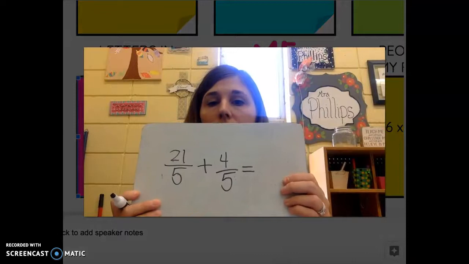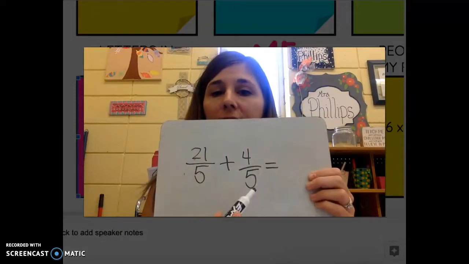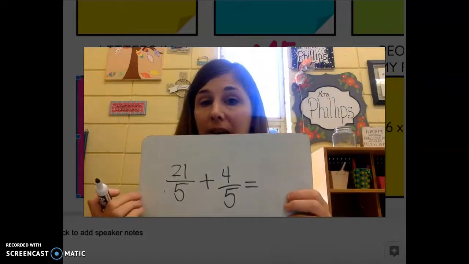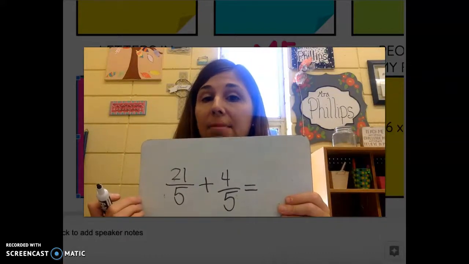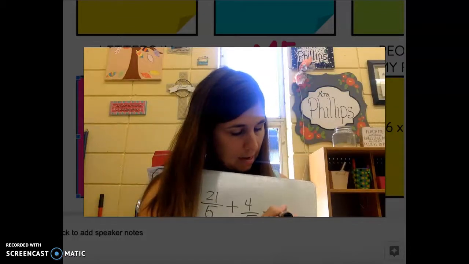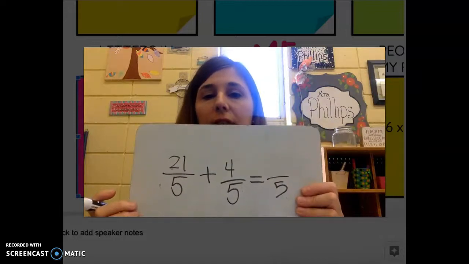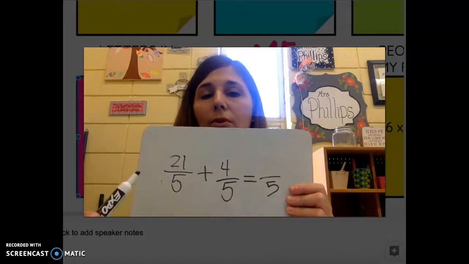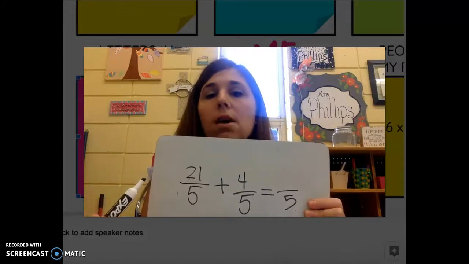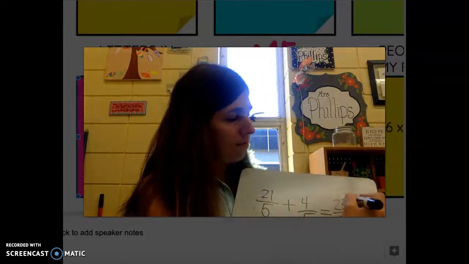Now we are looking over to notice that the 5s in my denominators are the same. I have common denominators here. So we know when we have common denominators in fractions that our denominator is going to stay the same. My 5 does not change. It stays the same. Now I can go up to the numerator at the top and add those two numbers together. So I have a 21 plus a 4. 21 plus 4 would be 25.